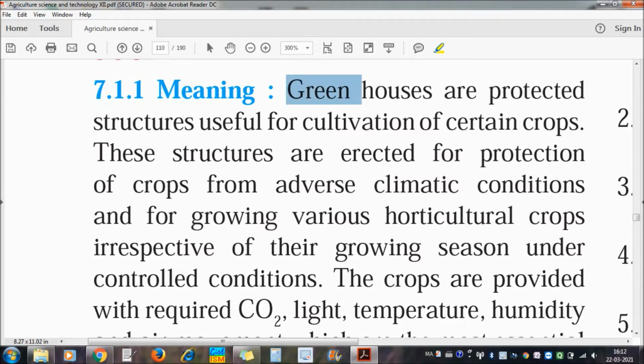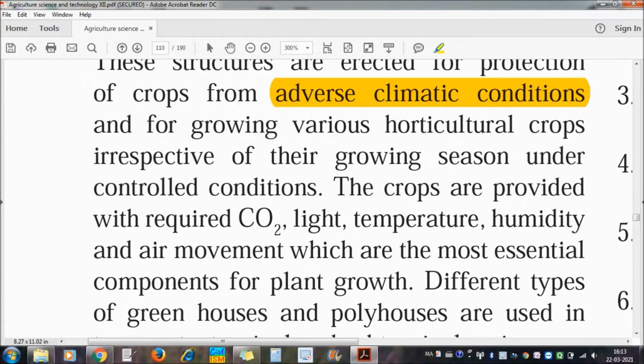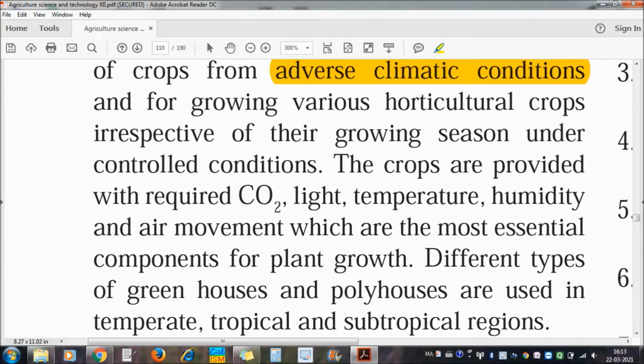These greenhouses are protected structures useful for cultivation of certain crops. This is in brief about greenhouse. It is a protected structure. Now here in this case, protection is given to the plants which are grown inside. Now this protection is from what? This protection is given from adverse climatic conditions, and particularly this is given for the growing of various horticultural crops.